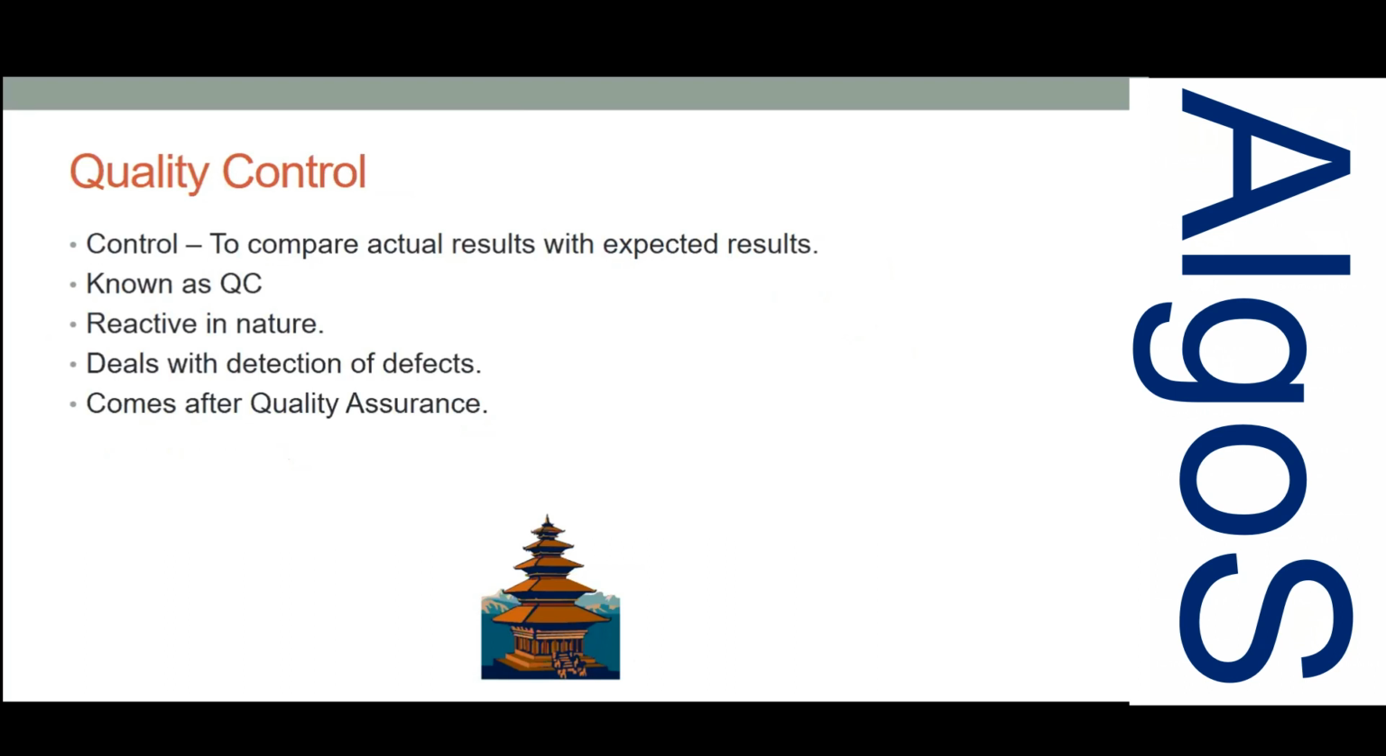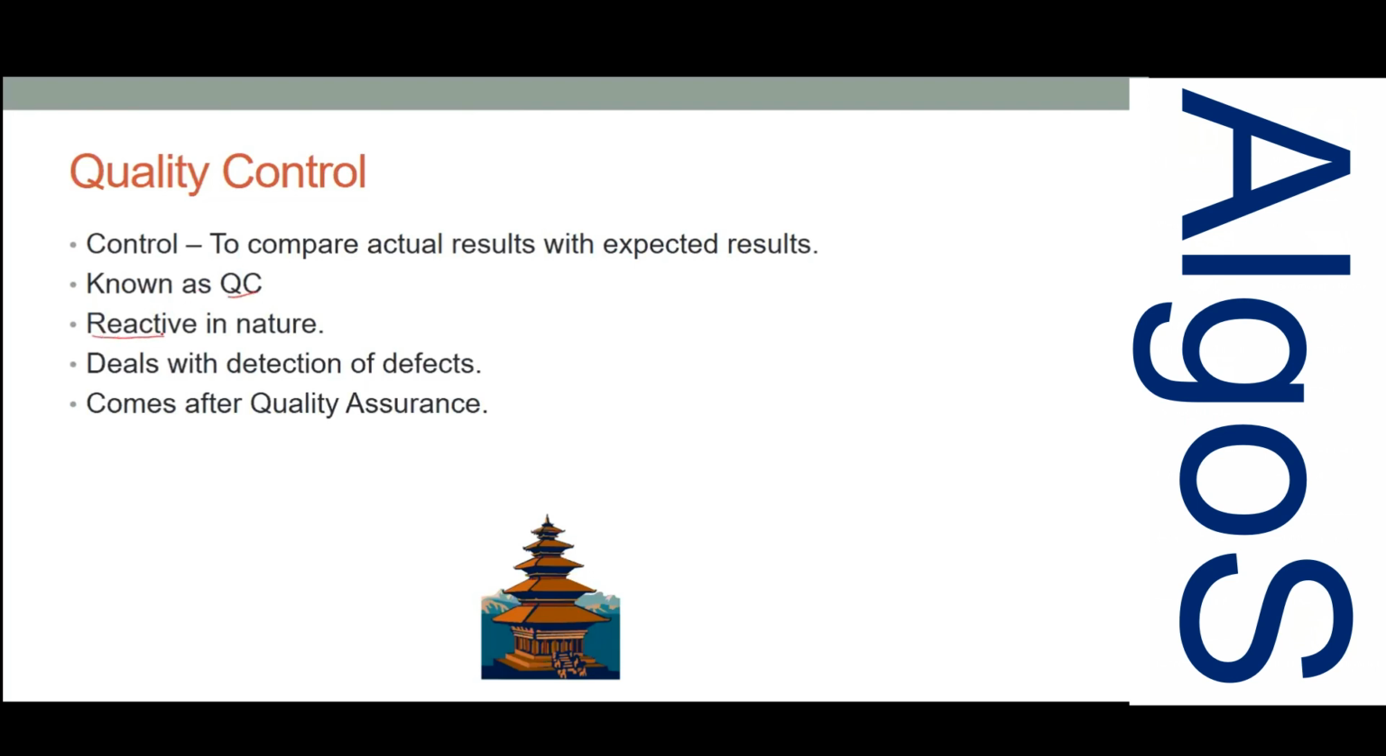So first we talked about quality assurance. Quality, we know, means delivering an error-free software, delivering the software as per the expectations of the client. Now, what does the word control refer to here? Control means to compare actual results with expected results. Once the software is ready, you're going to test the software, and compare what was expected from the software and what we are actually getting from the software. When you compare that, this process is called quality control, and it is known as QC.